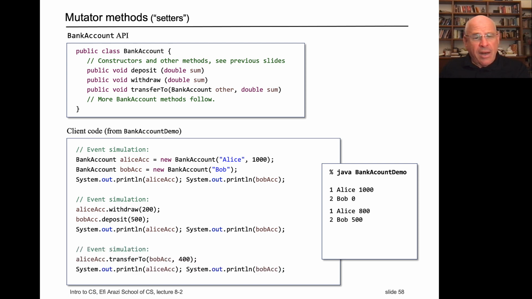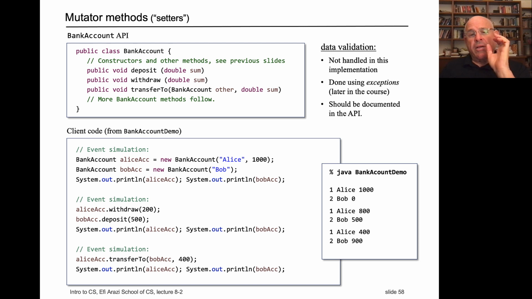And then let's transfer some money from Alice to Bob. So look at the syntax. Alice, transfer to Bob, 400. And now let's look at the balances of Alice and Bob. We print it. We see that Alice has 400 and Bob has 900. So the transfer worked perfectly well.